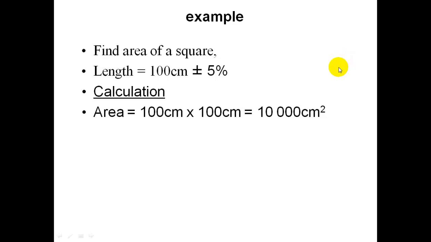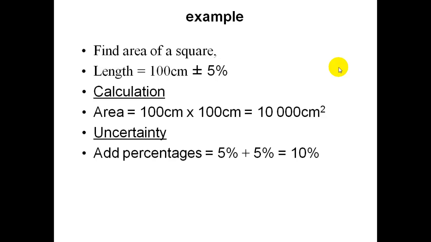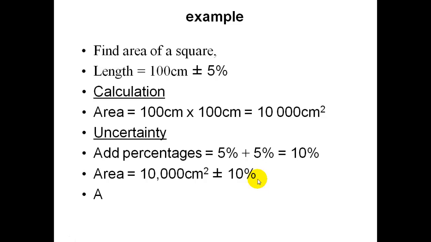So it's going to be 5 plus 5, which is 10%. Now we must find this 10% as a value of 10,000 and write it as an absolute uncertainty. So it's going to be 10,000 plus or minus 10%, which is equal to 10,000 plus or minus 1,000 centimeters squared, because 1,000 is 10% of 10,000.